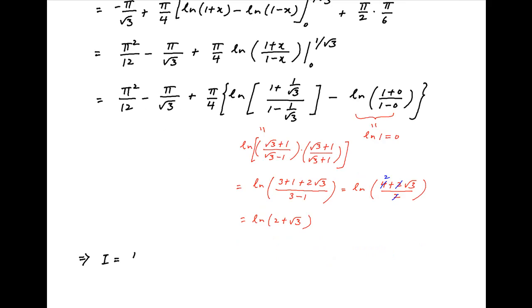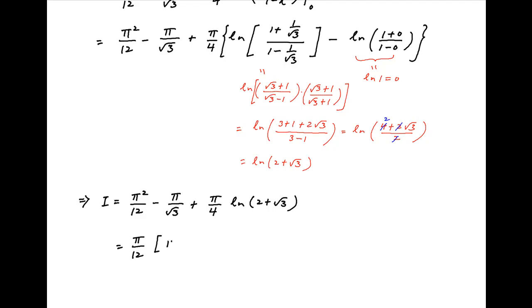Therefore, the value of I finally simplifies to pi square upon 12 minus pi upon root 3 plus pi upon 4 times ln of 2 plus root 3. This is equal to pi upon 12 times, in brackets, pi minus 4 root 3 plus 3 times ln of 2 plus root 3. And this is the required answer.